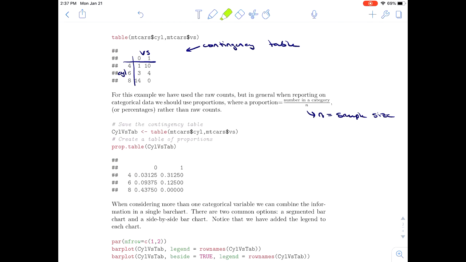I'll just highlight something here. So when reporting on categorical data, we should use proportions. That's important. I said that, but then later on, I got lazy and I went to raw counts again, but it doesn't matter. Now you know. Do as I say, not as I do.